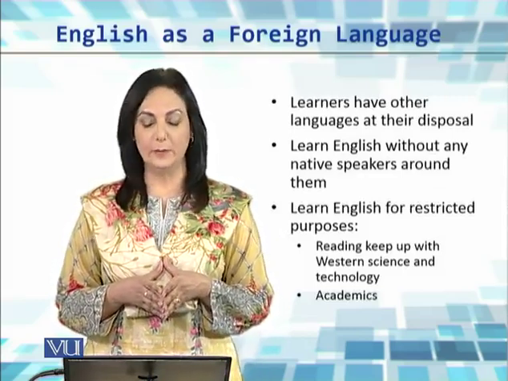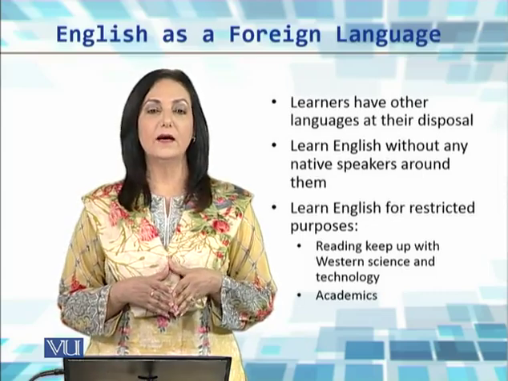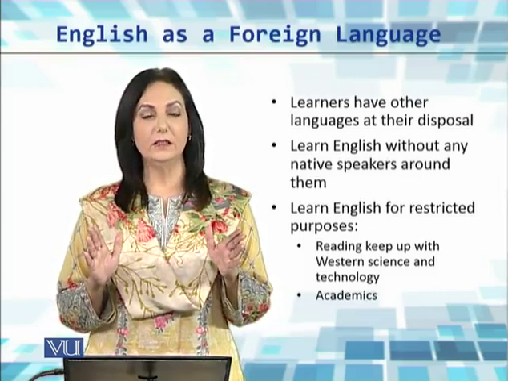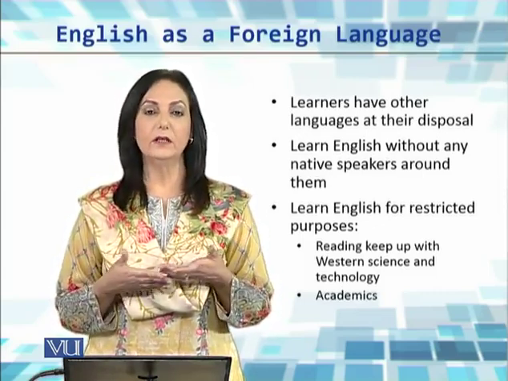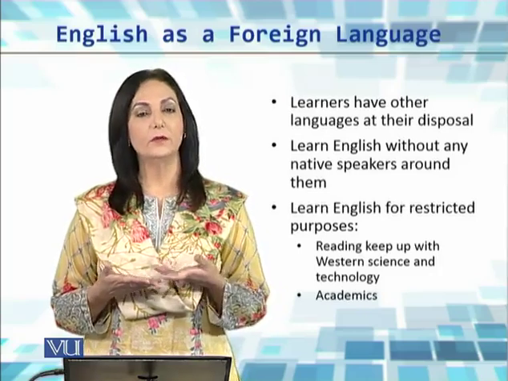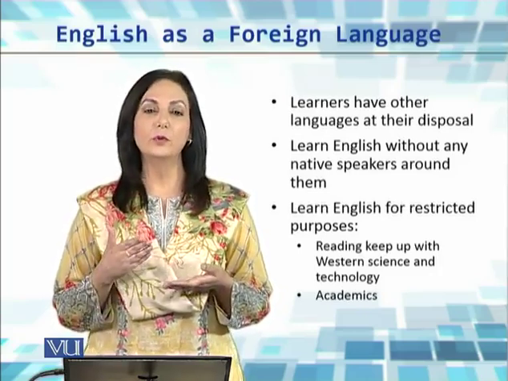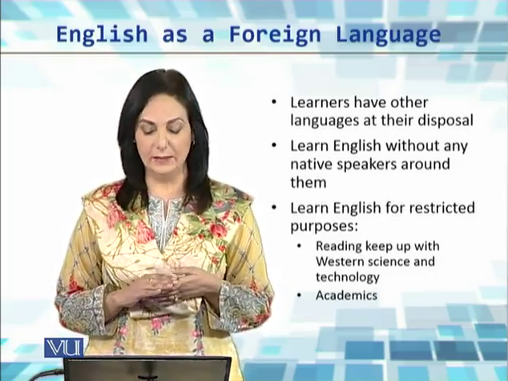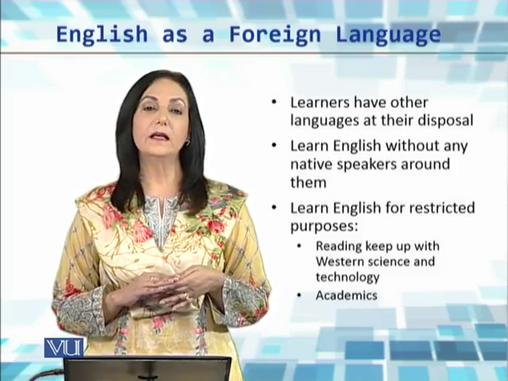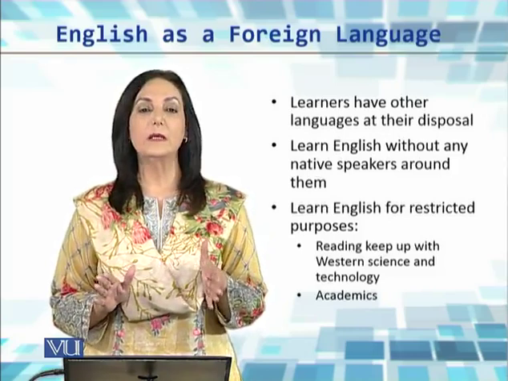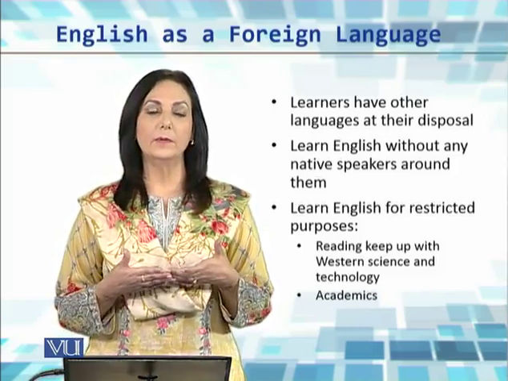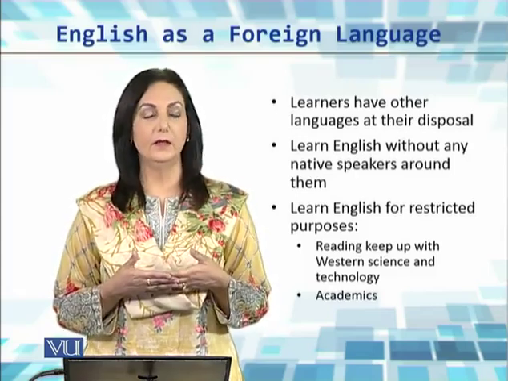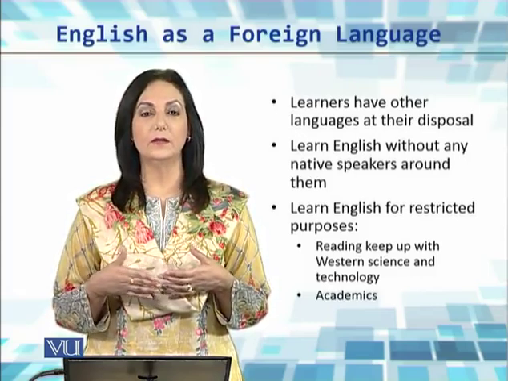In an English as a foreign language situation, learners have some other language at their disposal, which means that they already have learned their mother tongue, they have already acquired their first language or home language, and have come to learning English as a foreign language after having acquired their first language. And they learn English without having any native speakers around them. For example, if somebody is learning English, let's say in Saudi Arabia, they will not have any native speakers around them.